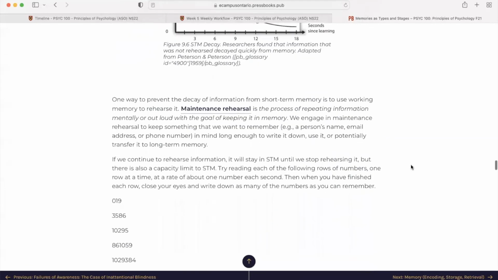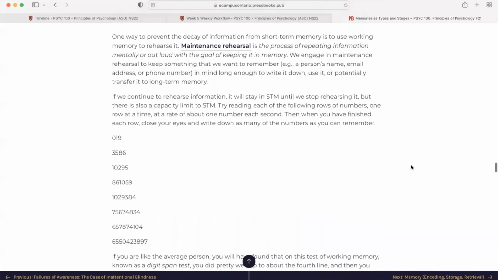One way to prevent the decay of information from short-term memory is to use working memory to rehearse it. Maintenance rehearsal is the process of repeating information mentally or out loud with the goal of keeping it in memory. We engage in maintenance rehearsal to keep something that we want to remember in mind, for example, a person's name, email address, or phone number, long enough to write it down, use it, or potentially transfer it to long-term memory. If we continue to rehearse information, it will stay in short-term memory until we stop rehearsing it. But there's also a capacity limit to short-term memory.